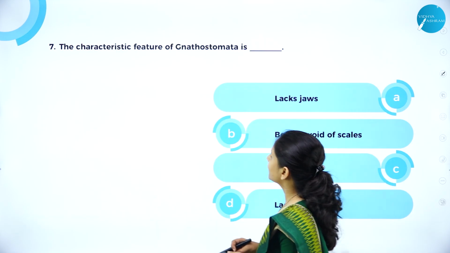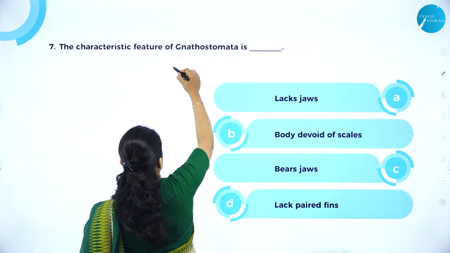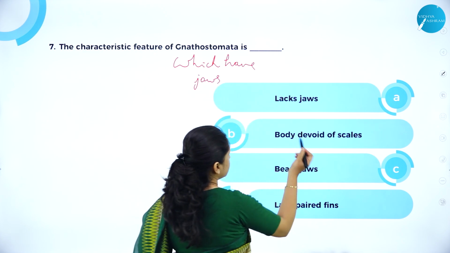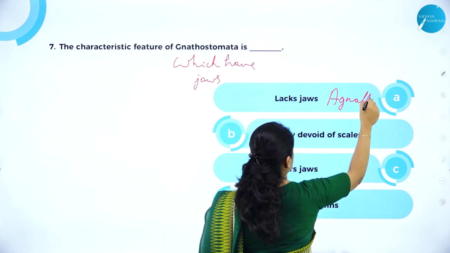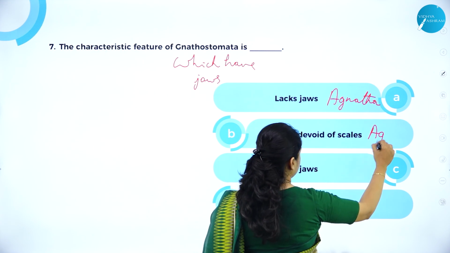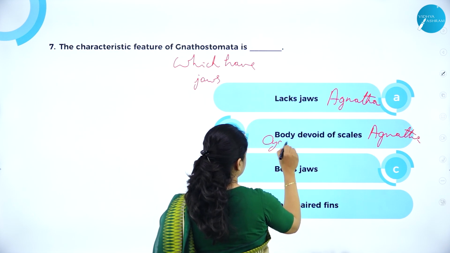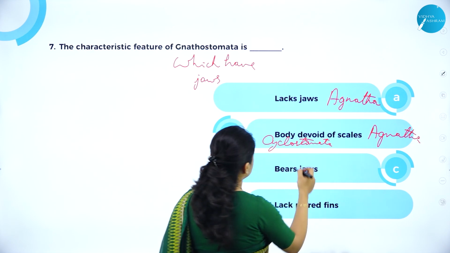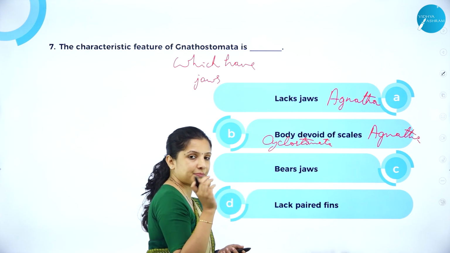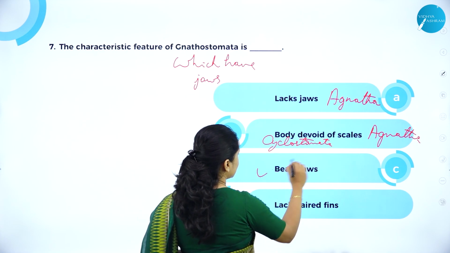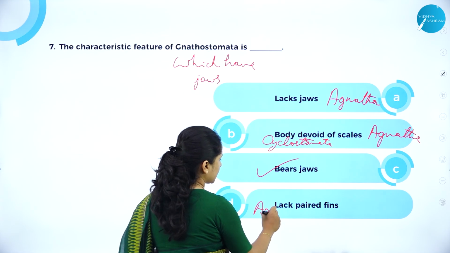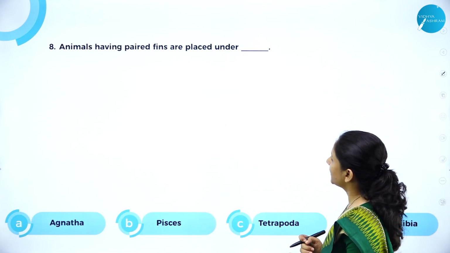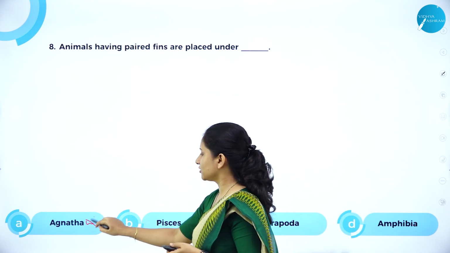Next, the characteristic feature of Gnathostomata. Gnathostomata are those organisms which have jaws. So lacks jaws, no, lacks jaws is Agnatha. Body devoid of scales is again Agnatha only, that too it is Cyclostomata. Then has jaws, this is actually Gnathostomata. So all organisms that have jaws are placed under subphylum Gnathostomata. So this is the right answer. Lack paired fins is also again Agnatha only. Therefore, option C is the right answer here. Animals having paired fins are placed under Agnatha? No, because they do not have paired fins. So this is the wrong answer.